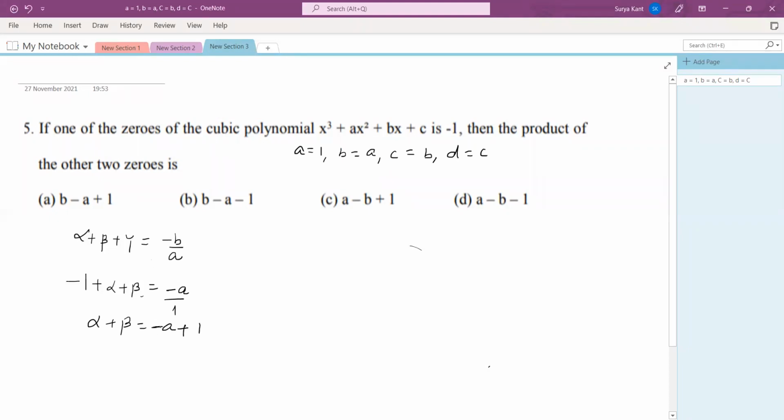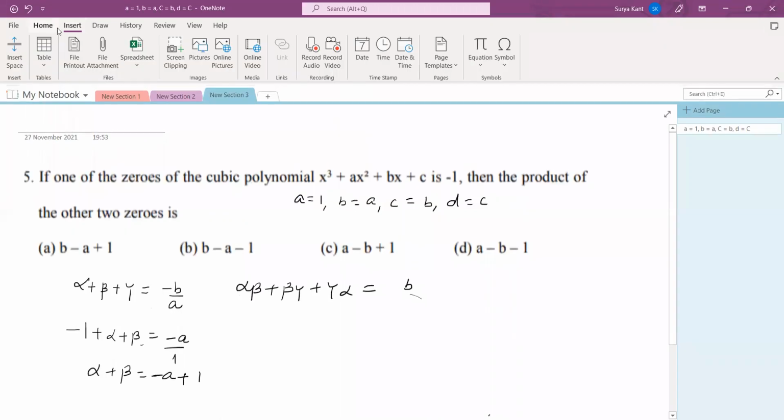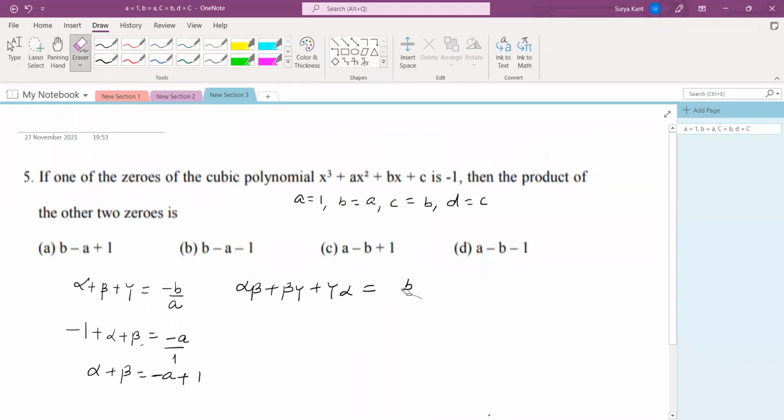Next here we have alpha beta plus beta gamma plus gamma alpha, which is equal to coefficient of x by coefficient of x cube, means b by 1, right? B only. C by a only. Here I'll write C by a so that everyone understands properly. Again, I'll write here alpha beta plus beta gamma plus gamma alpha is equal to b.